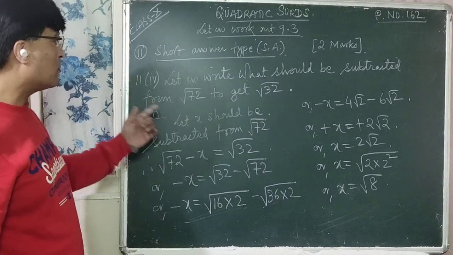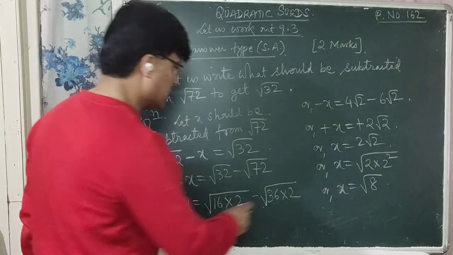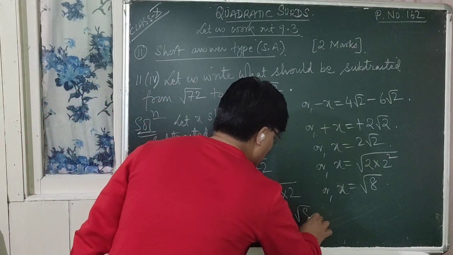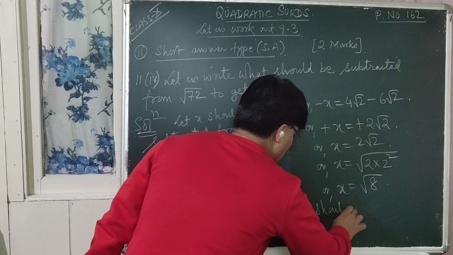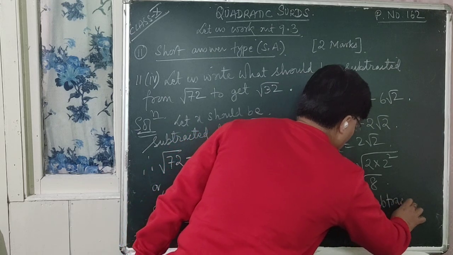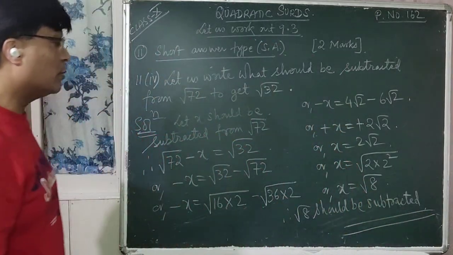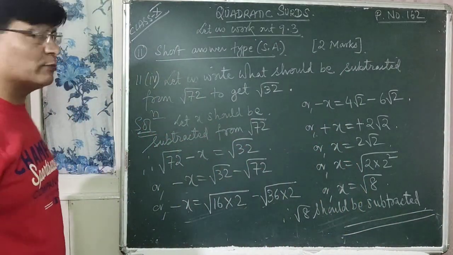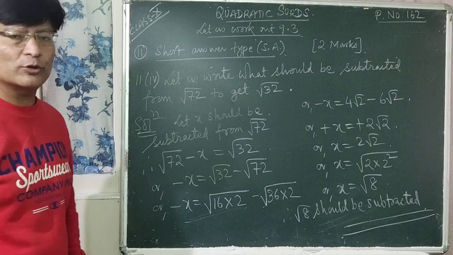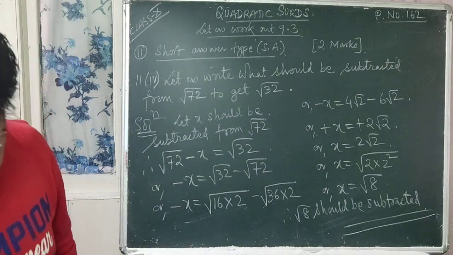So what should be subtracted from root over 72 to get root over 32? Root over 8. Okay? So therefore root over 8 should be subtracted. So what is the answer here? Root over 8 should be subtracted from root over 72 to get root over 32. Is it clear to all of you? So you can copy it.